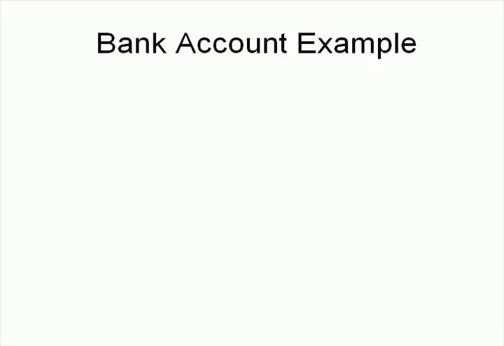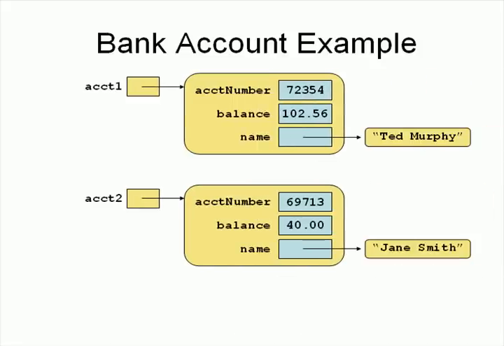Let's look at a bank account example. What we're going to do is create an account class, encapsulate some data, have some public and private methods, and we're going to create a couple of objects, account1 and account2, which allow us to manipulate the data.